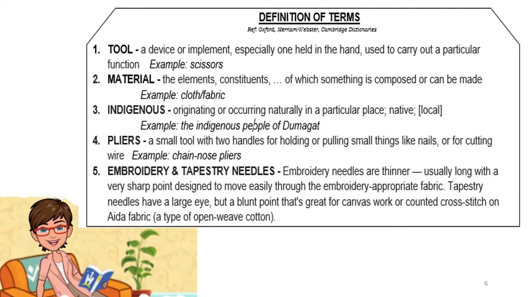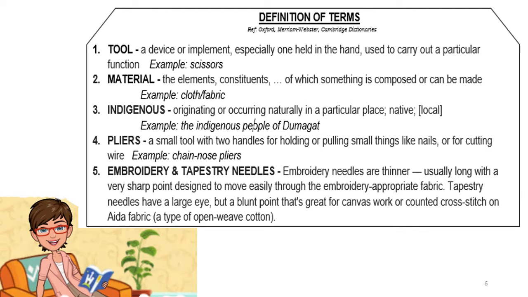First off, let us define some terms to help us better understand this week's lesson. First is tool. It is a device or implement, especially one held in the hand, used to carry out a particular function. Example, scissors. Material. These are elements, constituents of which something is composed or can be made. Examples are cloth or fabric.